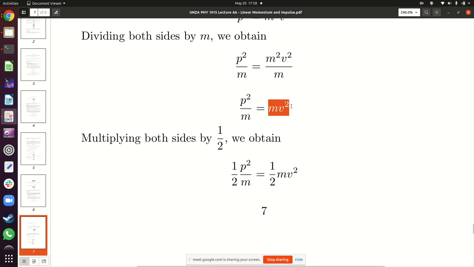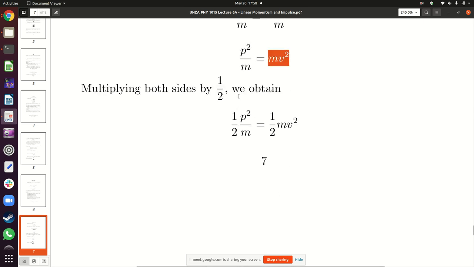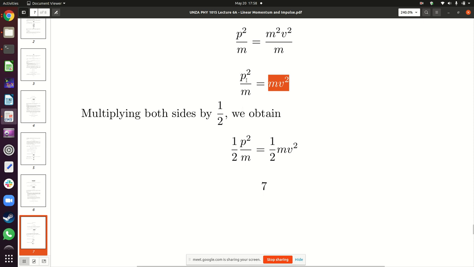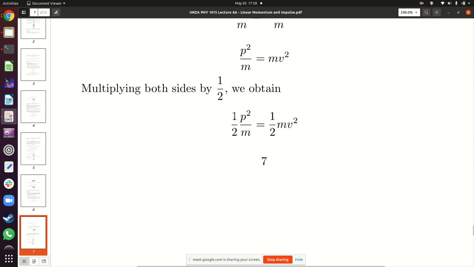Now, this is m v squared. It's beginning to look like kinetic energy. The only thing missing is a half. So we multiply both sides by half. When you do that, you end up having half p squared over m equal to half mv squared. Now this half mv squared on this side is the expression of kinetic energy. We know kinetic energy is equal to half mv squared. So this kinetic energy is equal to p squared divided by 2m.